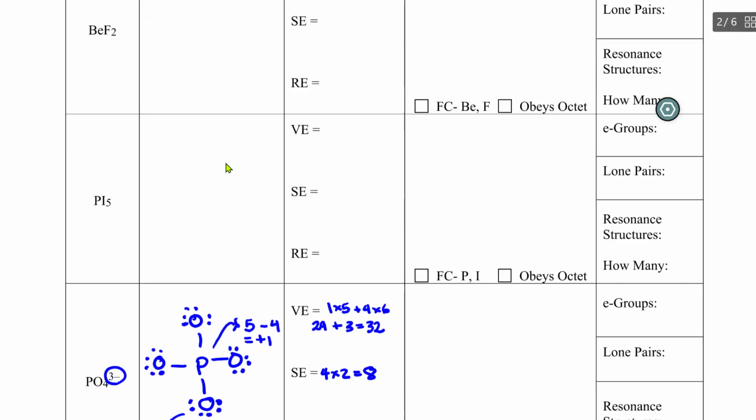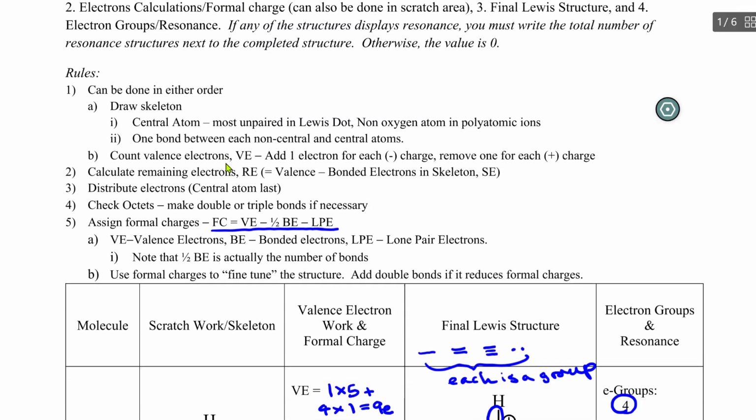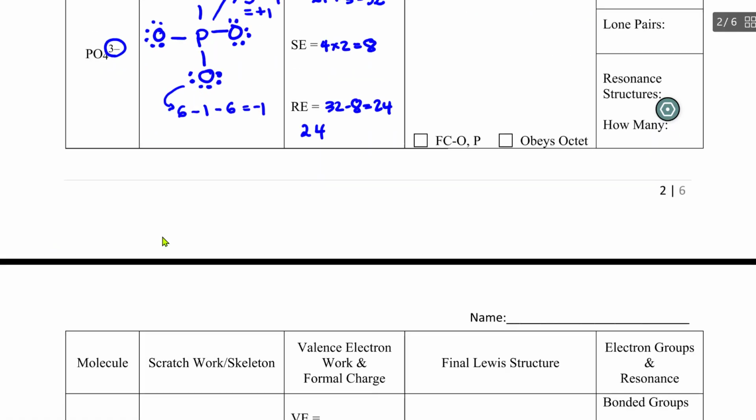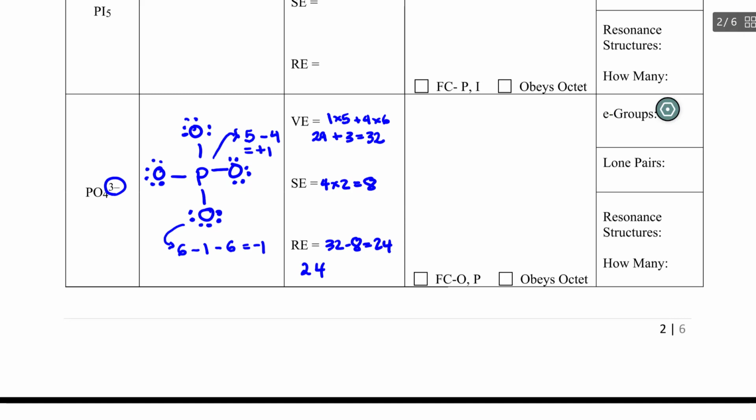And again, going all the way back up here, I'm just following this formula of valence electrons minus half of the bonded electrons minus lone pair electrons. And just note, I also put the little note here, half of the bonded electrons is actually the number of bonds. That's a totally acceptable way to do this. So, when you see that, then what you have to recognize is that you can minimize the formal charge by removing a pair of electrons from here and then putting a double bond between the oxygen and the phosphorus.